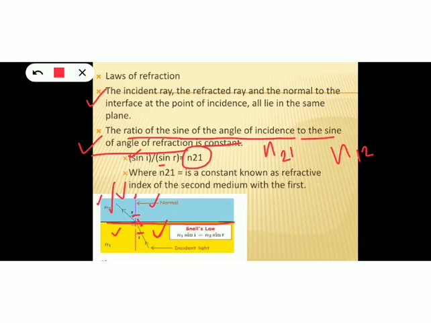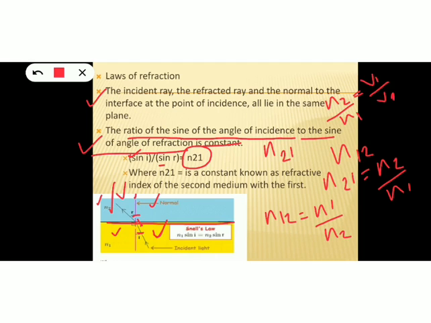So this is Snell's law of refraction, and n21 is also written as n2 divided by n1. Similarly, n12 is also written as n1 divided by n2. And there is a relationship between refractive index and the velocity of light in different media. n2 by n1 can be equated to v1 by v2. Similarly, n1 by n2 can be equated to v2 by v1, where v1 is the speed of light in the first medium and v2 is the speed of light in the second medium.